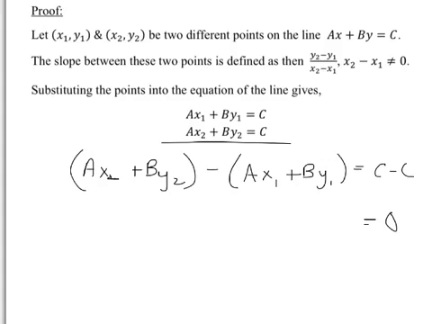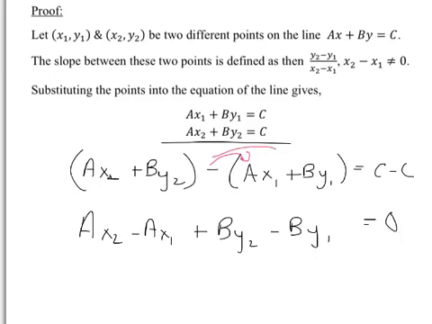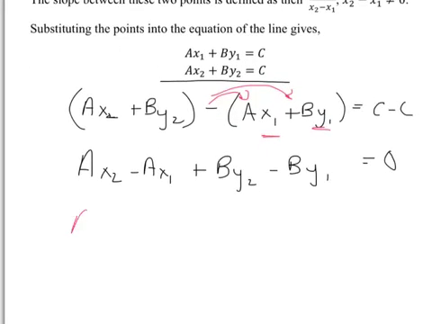Well, on the left-hand side, I can go ahead and rearrange my terms: ax2 minus ax1 plus by2 minus by1. How do I know this? Well, remember, this negative sign gets distributed to both. So the x1 and the y1 have to have negatives in front of them, and they do. The ax1 has a negative in front, and the by1 also has a negative in front of it. Well, then we can notice we can factor an a out of the first term, and factor a b out of the second term.